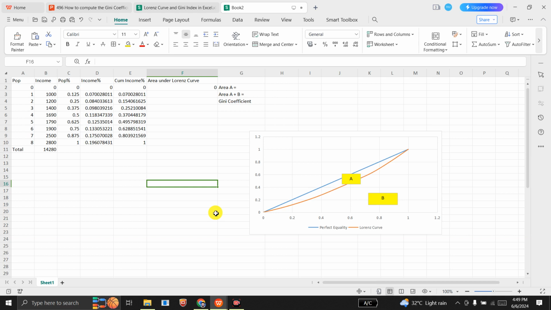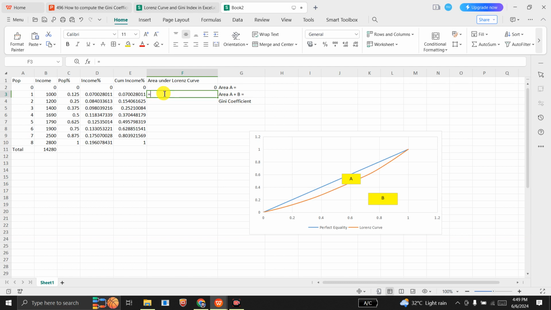And for Gini coefficient, first I want to measure this area below the Lorentz curve, and after that I will calculate this area A, which would be the difference between 0.5 and this area, and finally then I will divide this area by the sum of these two areas. That will give me the Gini coefficient. So first I would like to compute area under the Lorentz curve.